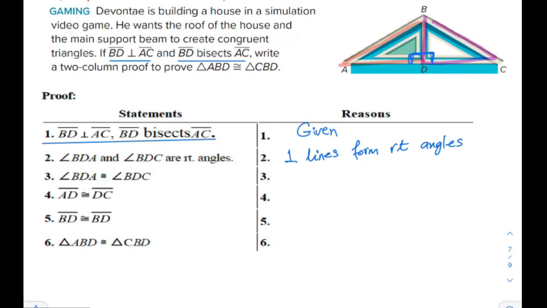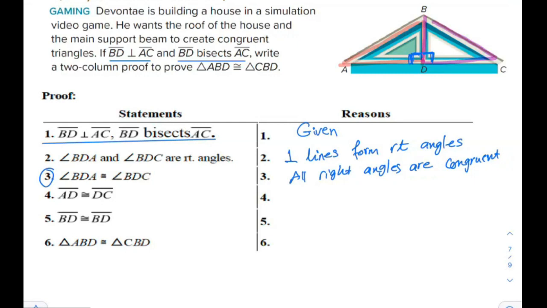That means the angles are congruent. That's why here in statement 3 we mention that angle BDA is congruent to angle BDC, and the reason will be all right angles are congruent. This is, of course, common sense, because all right angles have a measure of 90 degrees. What else do we need? Now we have used the perpendicular.